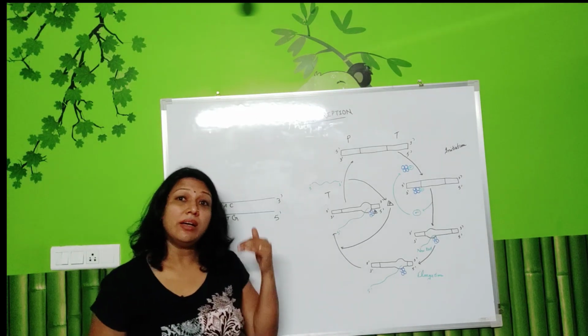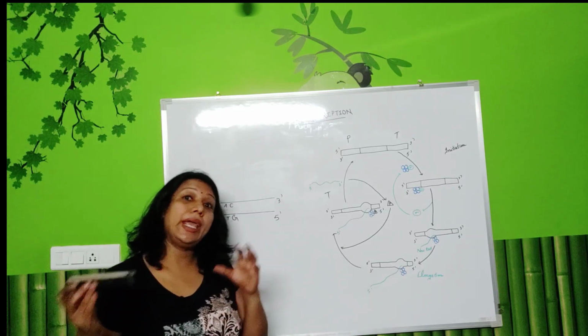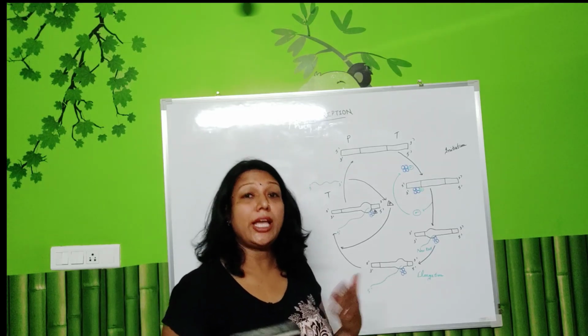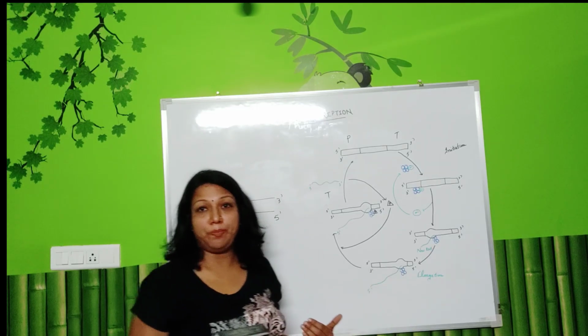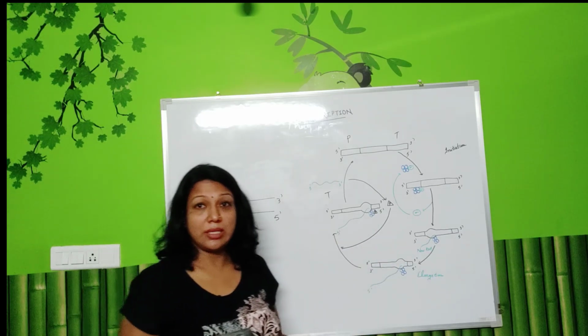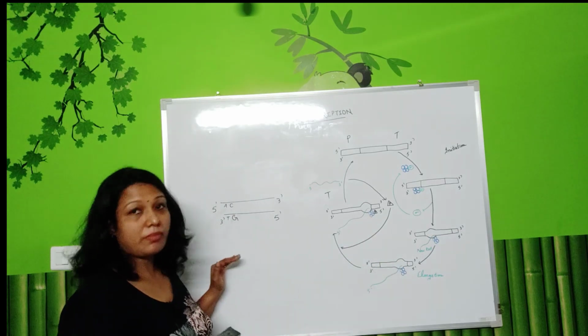It will result in a double-stranded mRNA. This double-stranded mRNA cannot be processed by the ribosome, because the ribosome helps in the production of proteins and the information is present in mRNA. This is one reason. Got it?